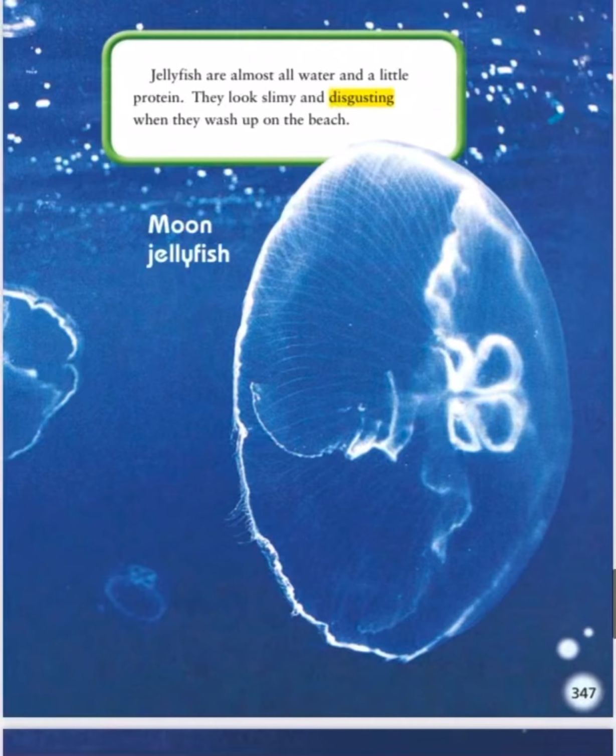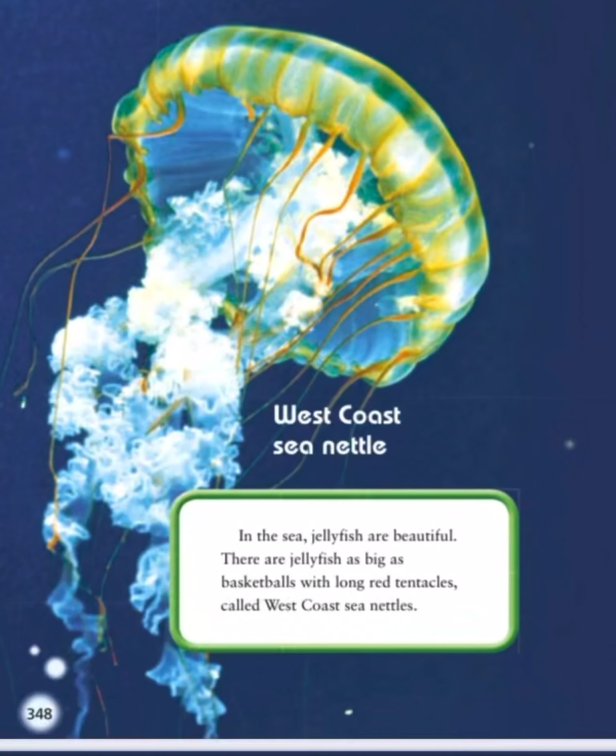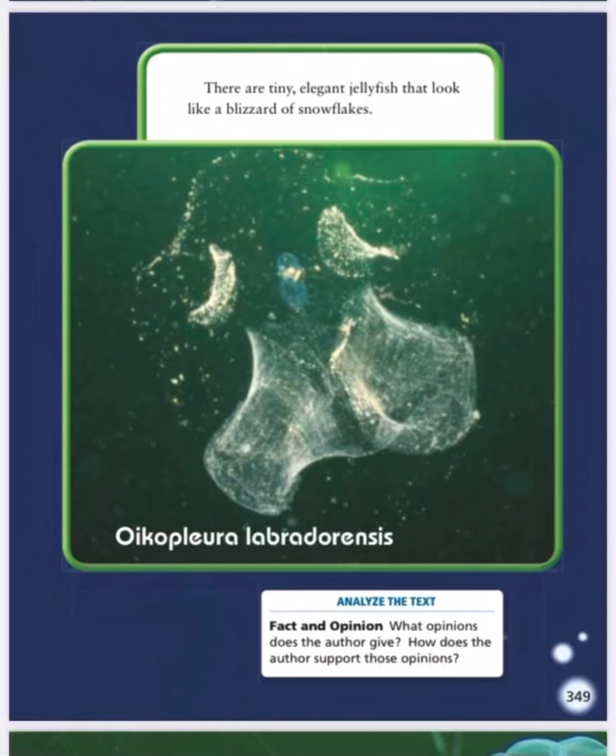Jellyfish are almost all water and a little protein. They look slimy and disgusting when they wash up on the beach. Moon jellyfish. West Coast sea nettle. In the sea, jellyfish are beautiful. There are jellyfish as big as basketballs with long red tentacles called West Coast sea nettles. There are tiny, elegant jellyfish that look like a blizzard of snowflakes.